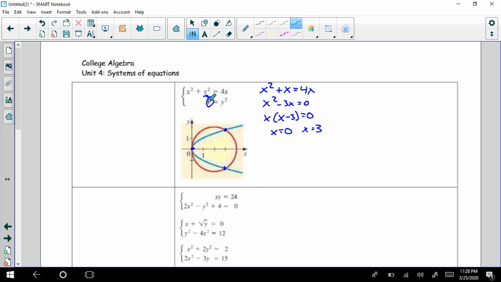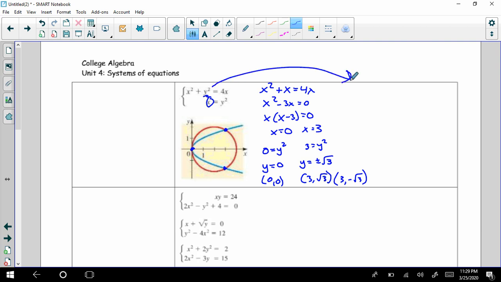You then find the y values by plugging this in. So 0 equals y squared. So y equals 0. So there's that point 0, 0 right here. 3 equals y squared. So y equals plus or minus the square root of 3. That would be these points here and here. So you would have 3, root 3 and 3, negative root 3. So you can confirm that on your graphing calculator.